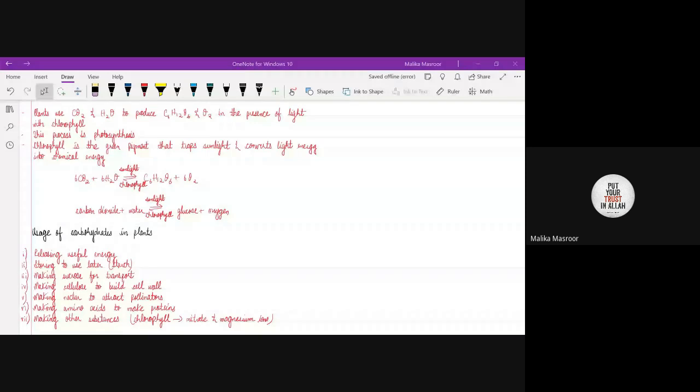No, no, chlorophyll is for trapping sunlight. Glucose is not converted to starch in the chlorophyll. It is stored in the roots in the form of starch. Chlorophyll is for trapping sunlight. Okay, sir. Chlorophyll has nothing to do with it.